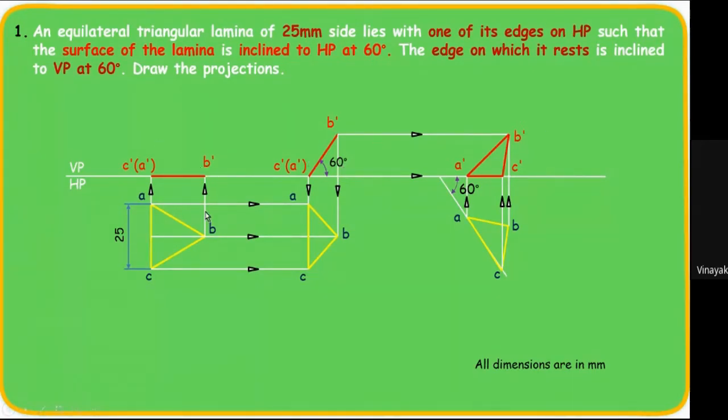In the first position, it is the true shape. You have your equilateral triangular lamina of sides 25 mm. In the second position, we are inclining the surface of the lamina at an angle of 60 degrees to HP. And in the third position, the edge on which the lamina is resting, you can see here, will be inclined to VP at 60 degrees.